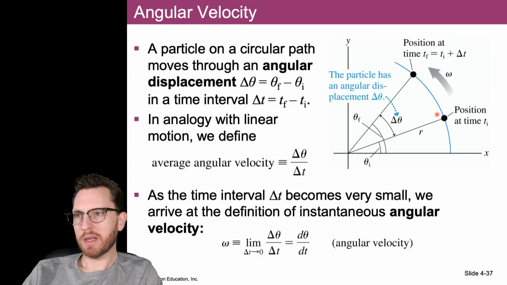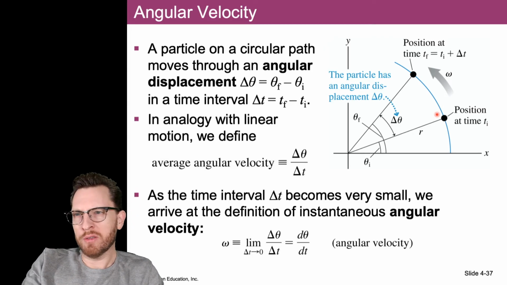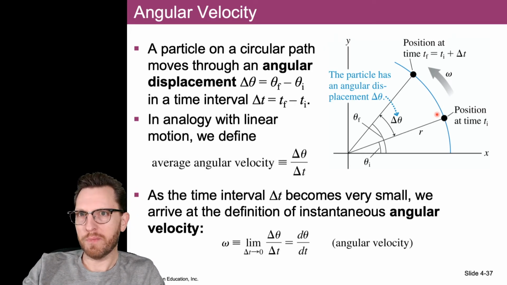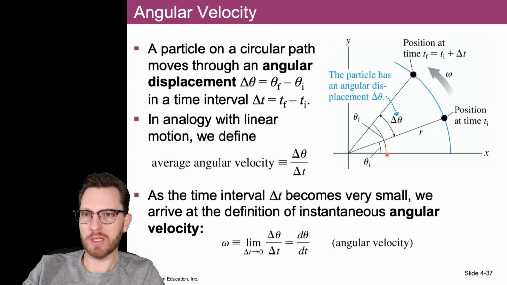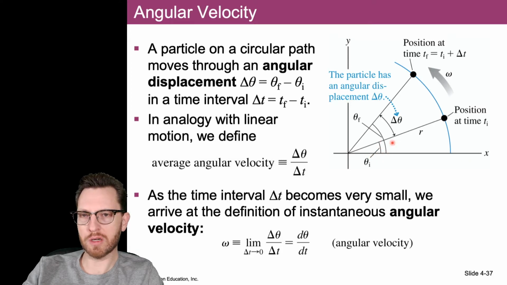Now I'm going to define another quantity. I'm going to define something that I'm going to call the angular velocity. Imagine I have this particle on a circular path, and it's moving through an angular displacement. So I know that it starts at some position here around the circular path, and I'm going to say where it is in terms of this initial angle with respect to the positive x direction. So it starts at position theta i.